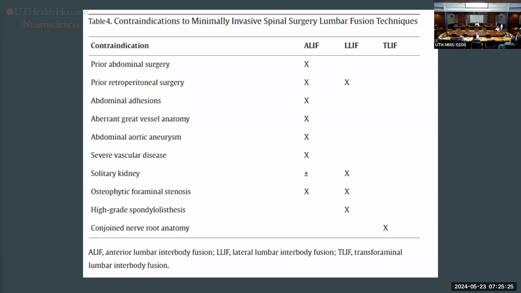Contraindications. So you can see the anterior lateral approaches have many more things to think about before you go in. So any bowel problems, retroperitoneal problems, problems with the great vessels are going to steer you away, whereas the TLIFs you can do on just about anybody.